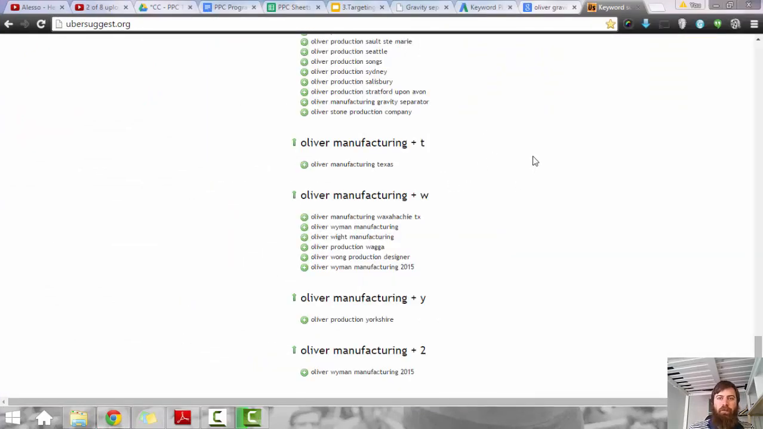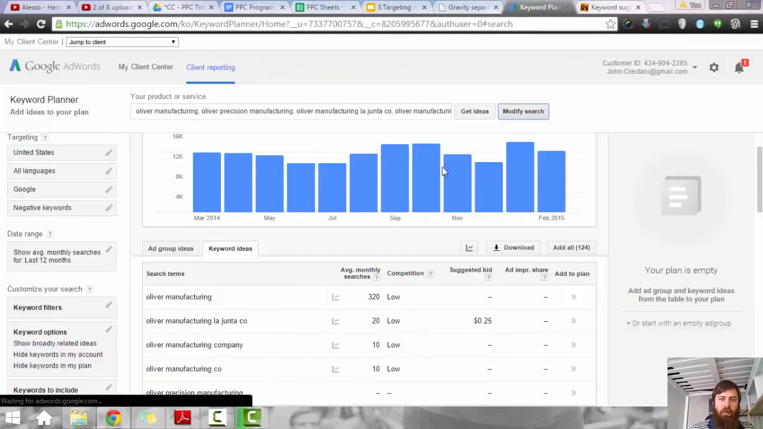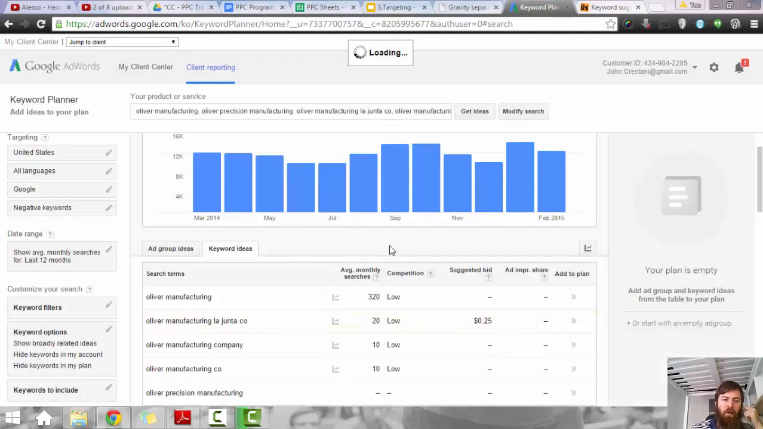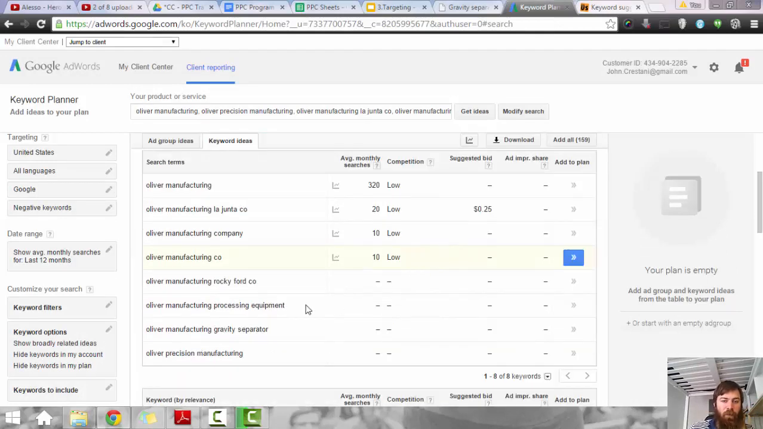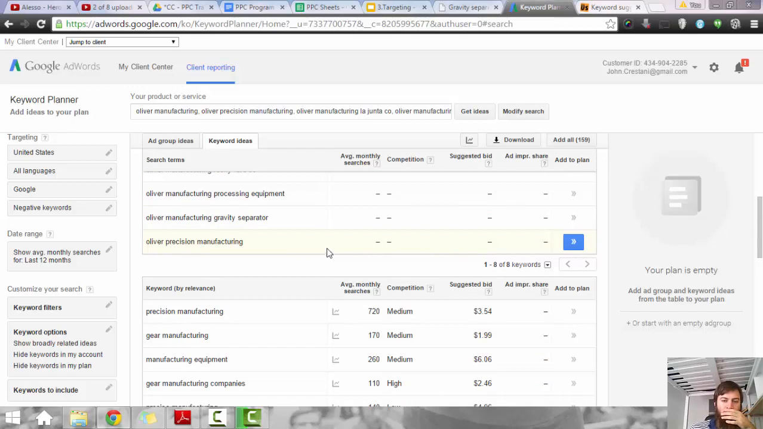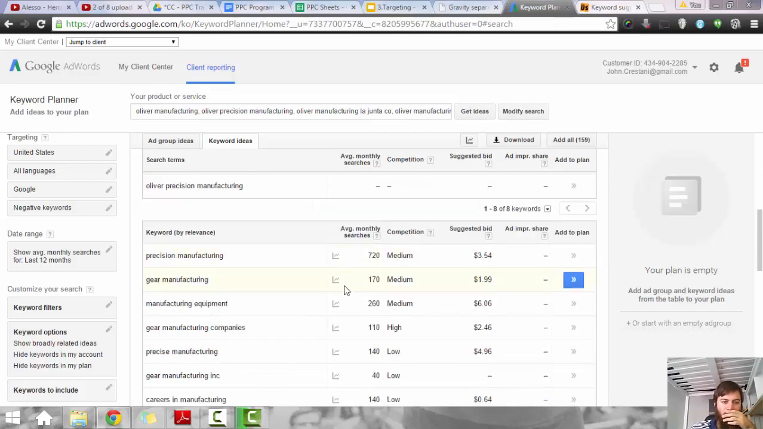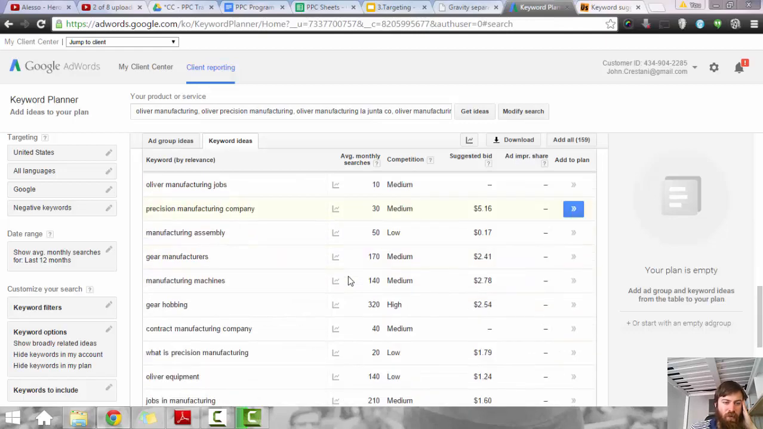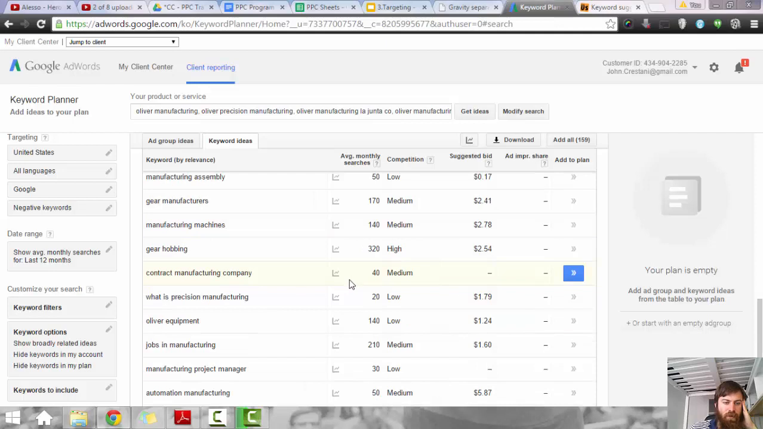Now let's start looking for more keywords. Let's modify this search, and I'm going to add in those three keywords, Rocky Ford, Colorado, etc., just to see what their search volumes are, or if they have any search volume. So we're seeing not a lot of search volume here, less than 10 searches a month, and this is our main keyword right there. So let's see if we see any more Oliver Manufacturing related terms.